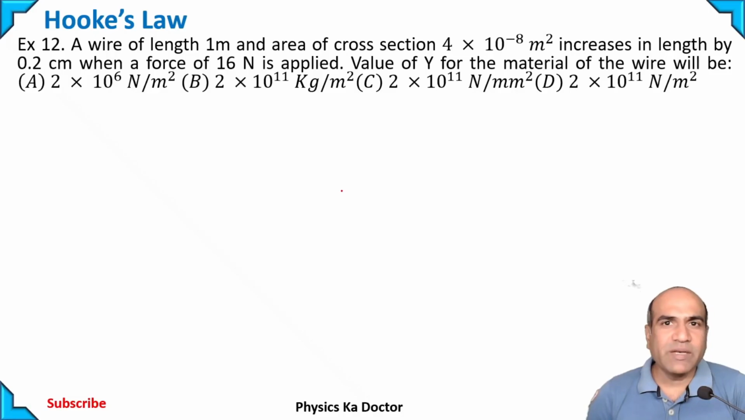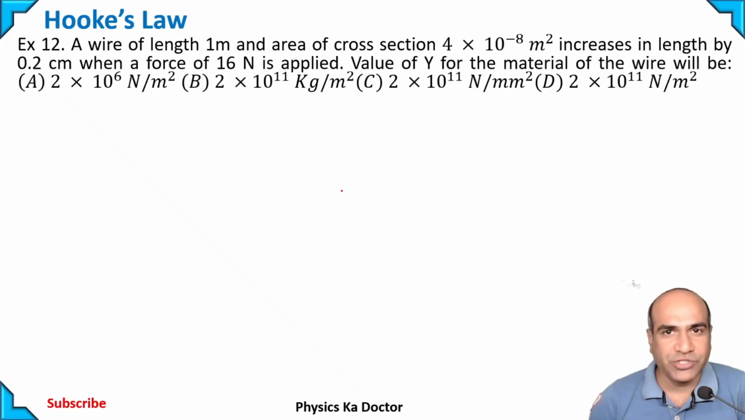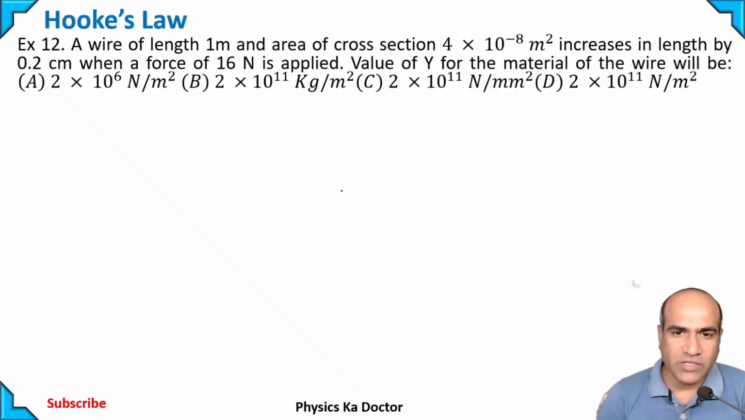So this is our example number 12. A wire of length 1 meter and area of cross section 4 multiplied by 10 power minus 8 meter square increases in length by 0.2 centimeter when a force of 16 Newton is applied. The value of Y for the material of the wire will be. So we need to find the value of Y, that is known as Young's modulus.